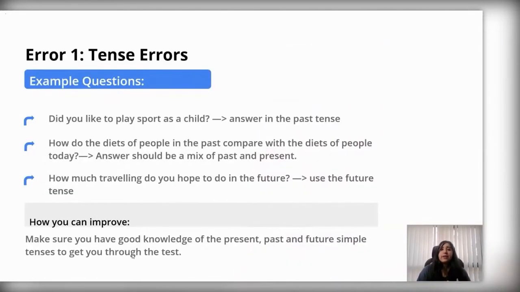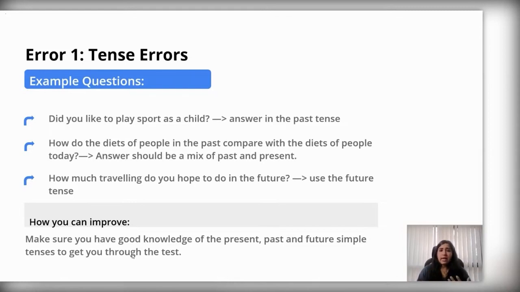First of all, an error that students tend to make is tense errors. Now, this is not only in the IELTS speaking exam, this is also generally in daily life. So that's why when you're learning these rules or learning grammar, even if you're preparing for the IELTS, don't think that you're just learning these things for the IELTS exam. You're also learning skills that you can use in daily life. Okay? Right? So going back to error 1, which is tense errors.